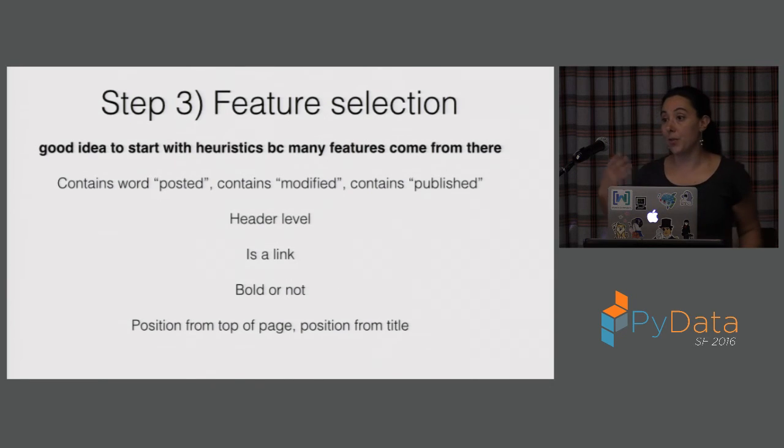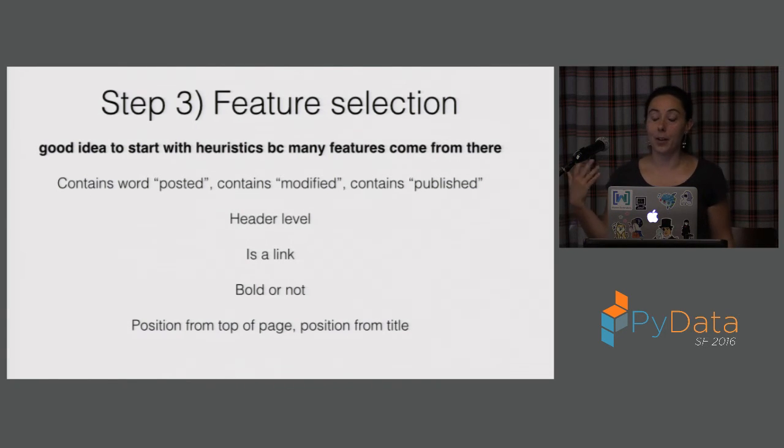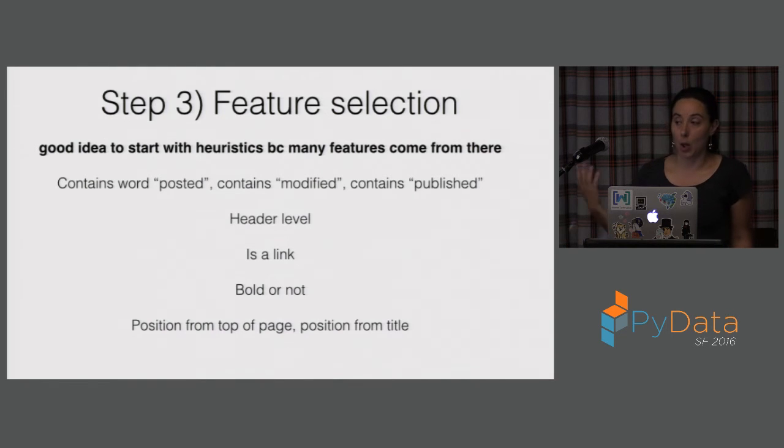In my case, I was very much helped by the fact that this paper listed all the features that they used, and I implemented most of them, and I added a few that I thought of myself. Examples of features were stuff like: does it contain the word posted, modified, published? As you can guess, that correlates fairly highly with having the publication date. Stuff like the header level, is it an H1, an H2, an H3 tag? Is it a link? Is it bold or not? Stuff like the pixel distance from the top of the page, the pixel distance from the title.